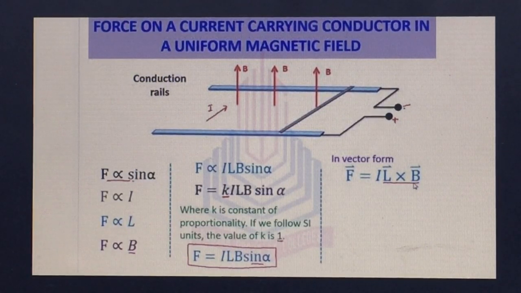As we can see, we have conduction rails. Look at the first one and look at the second one, and both of them are connected to an external source. Look at the positive, and this is the negative. And then we have a copper conductor.